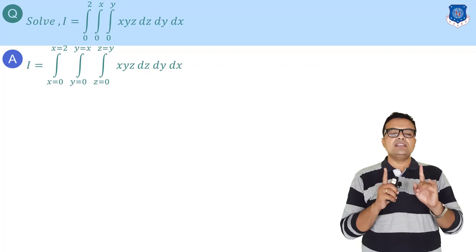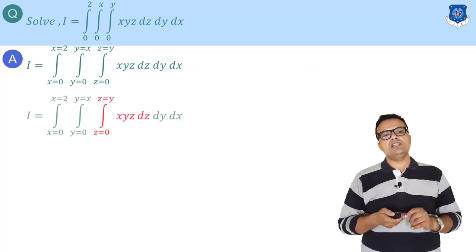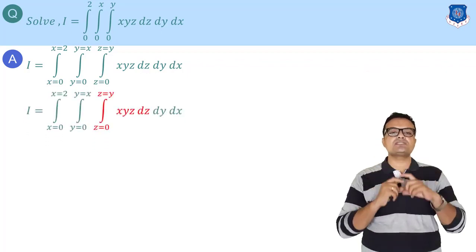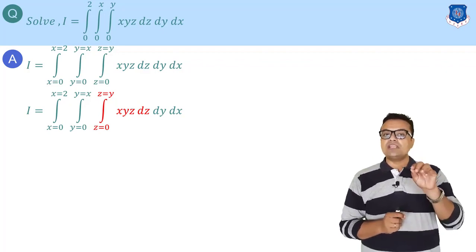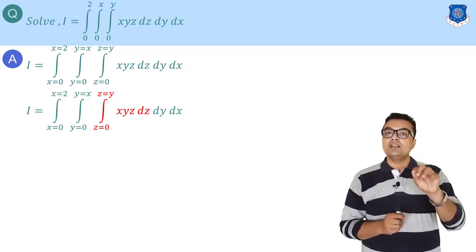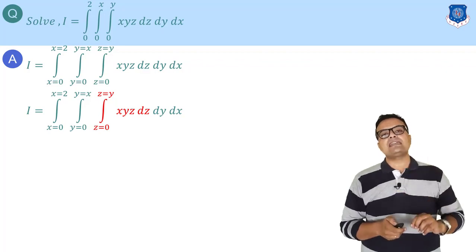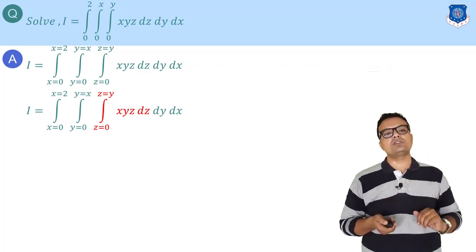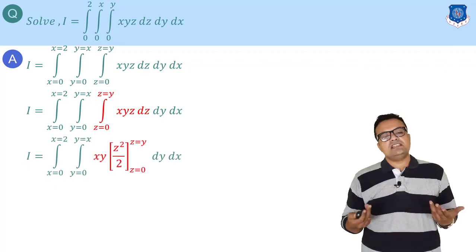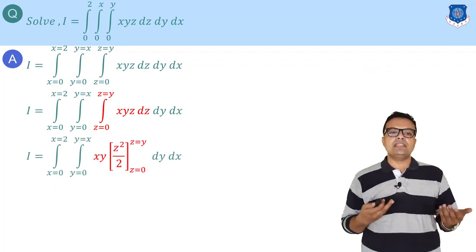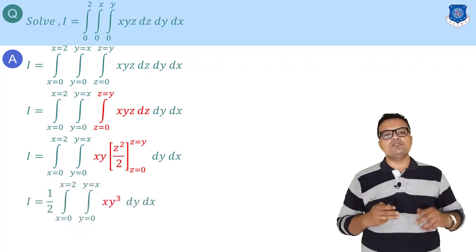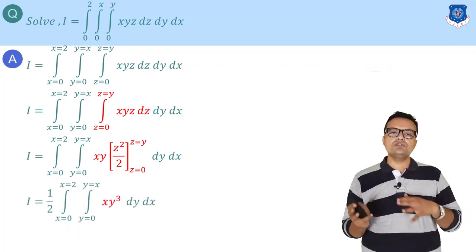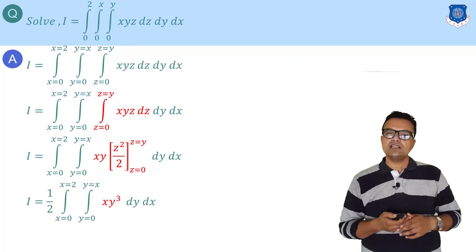So once I fix this, I need to focus only on the innermost integration, which is highlighted here in orange color. Right now I am taking integration with respect to z, and for that reason y and x will remain constant throughout this calculation. So you can see clearly it is z square by 2, I am taking limits 0 to y, switching the values, ultimately it will give you x y cube by 2, and 2 is the constant, we can shift it outside the integration.